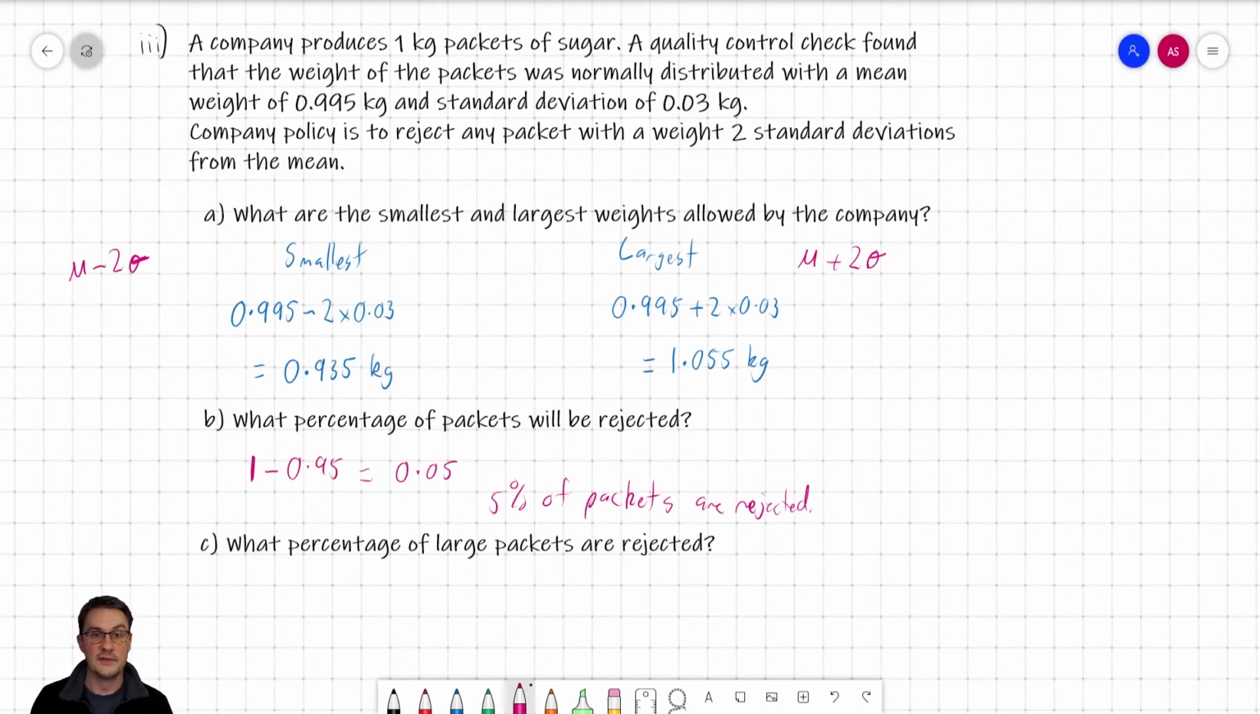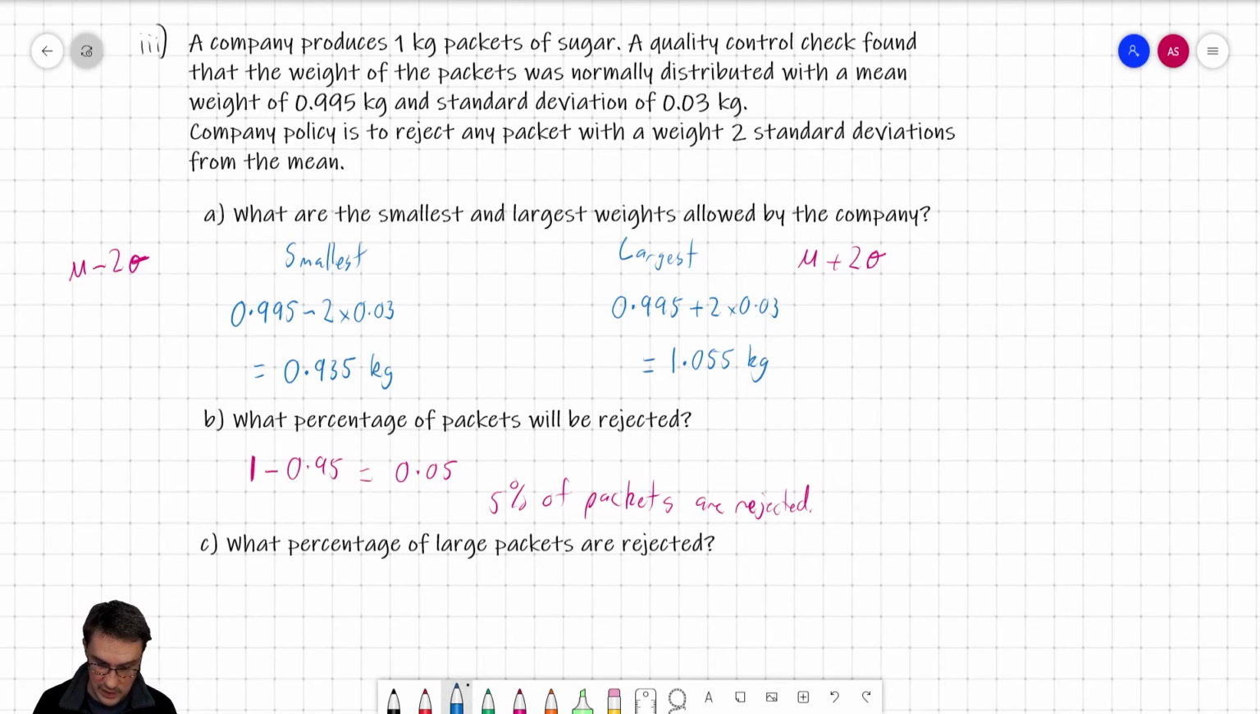Lastly, we're asked what percentage of the large packets will be rejected. So this is the ones which are too heavy. Again, this is relying on what we just did in part B. The large packets, given it's a symmetrical normal distribution, at the moment, 5% of the packets rejected is half of them are going to be small and the other half are going to be large. So we just need to halve it because of the symmetrical nature of the normal distribution.